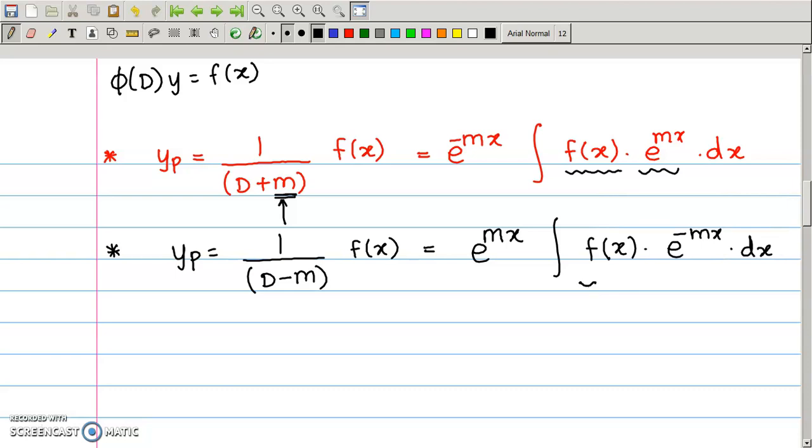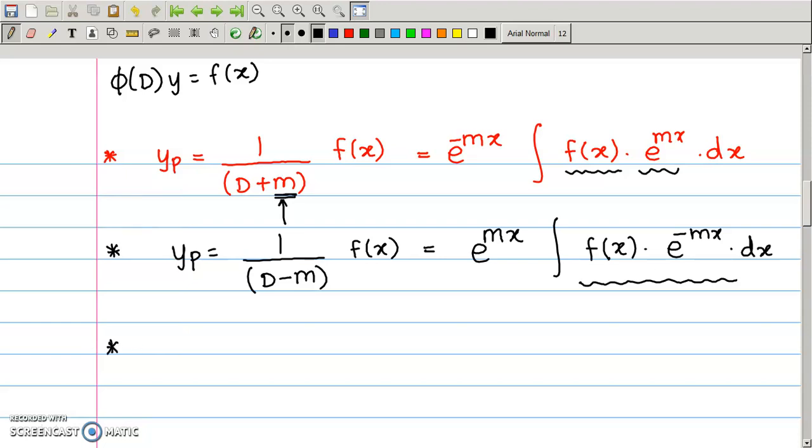Now depending upon the nature of f of x, we can evaluate this integration by using the integration by parts formula or by using any other standard method of solving a single integral. So this is the general method for evaluating particular integral.